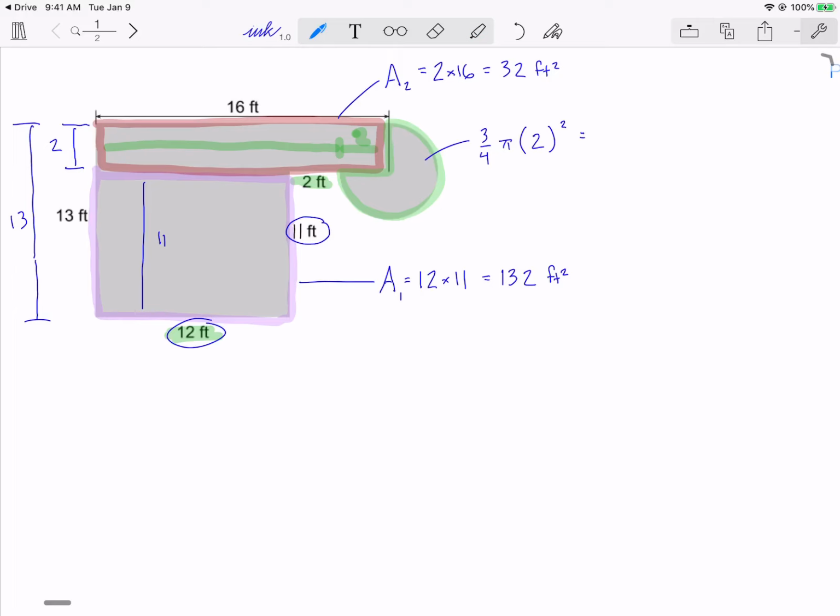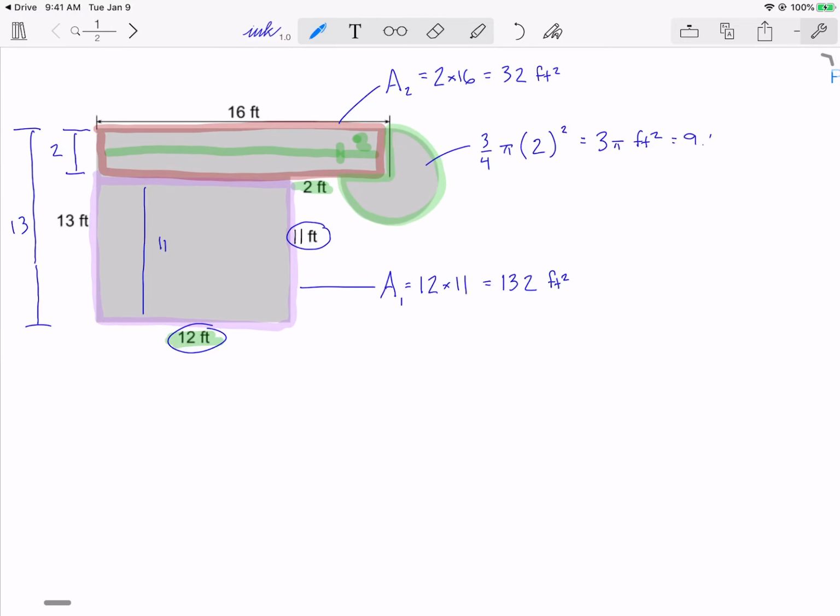Okay, so now I'm going to go to my calculator. I'm going to type 2 squared, which is 4. So this is going to give me 3 pi feet squared, which as a decimal, because I'm going to want to add all these things together, it's going to be about 9.42 feet squared. So then if I add all of these numbers together, the 32, the 9.42, and the 132, I'm going to get 173.42 feet squared. Okay?